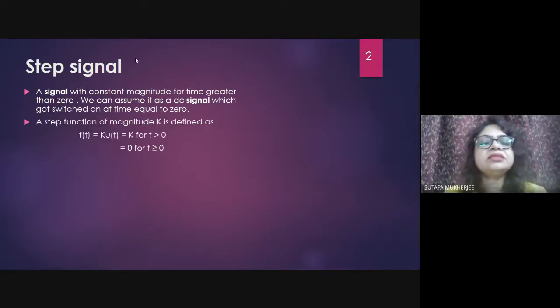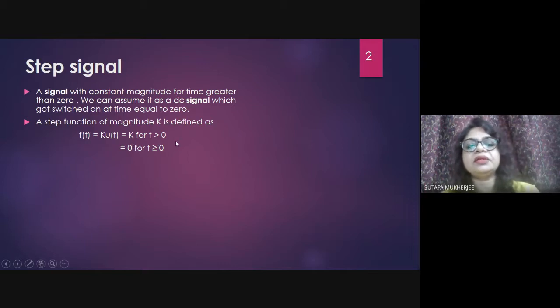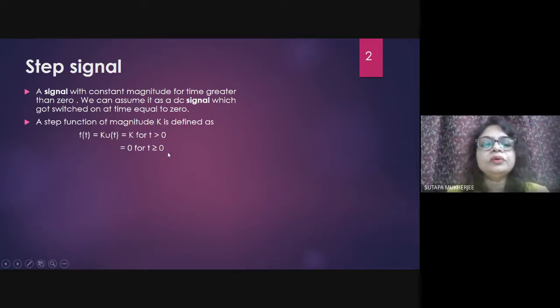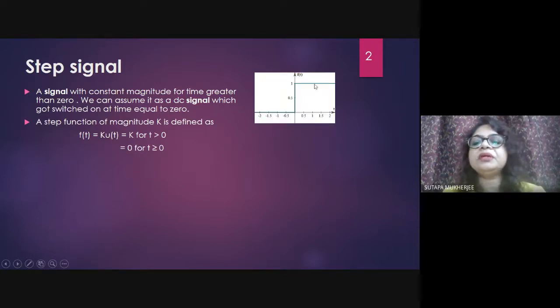So what is this? A step function of magnitude k is defined as f(t) equal to k u(t), that is equal to k for t greater than 0 and equal to 0 for t less than or equal to 0. Okay, fine. Now this is the step signal. The figure is that. So what does it mean? If t equal to 0, then it will get a value. What is the value here? 1. If t less than 0, then the value is 0. It is very clear from this graph.